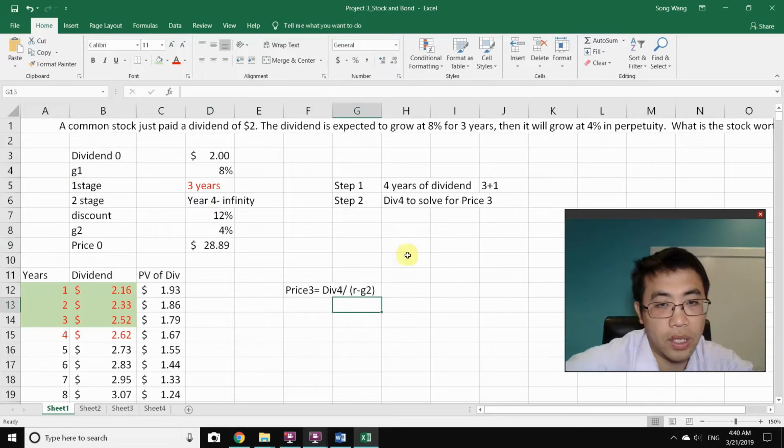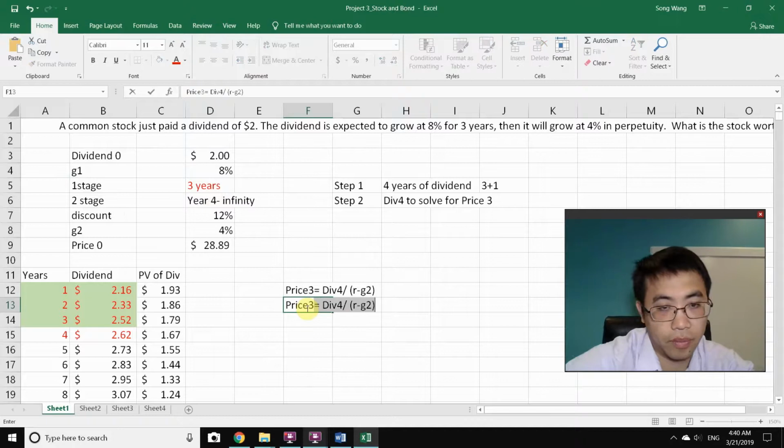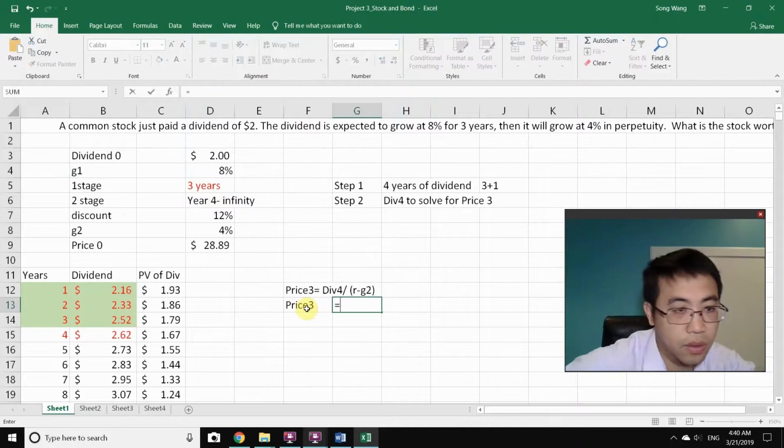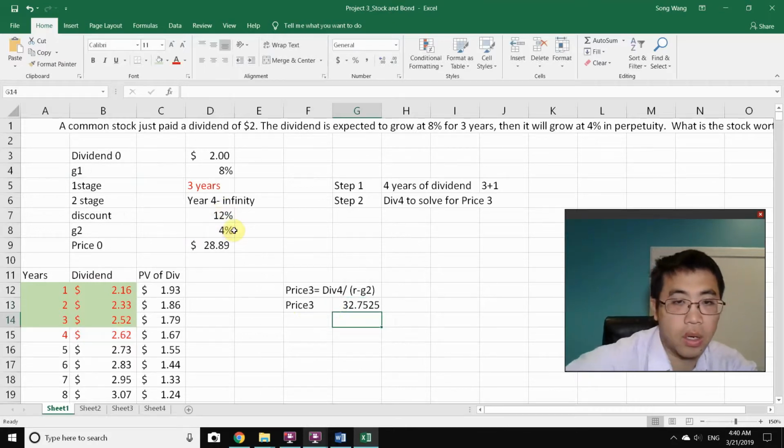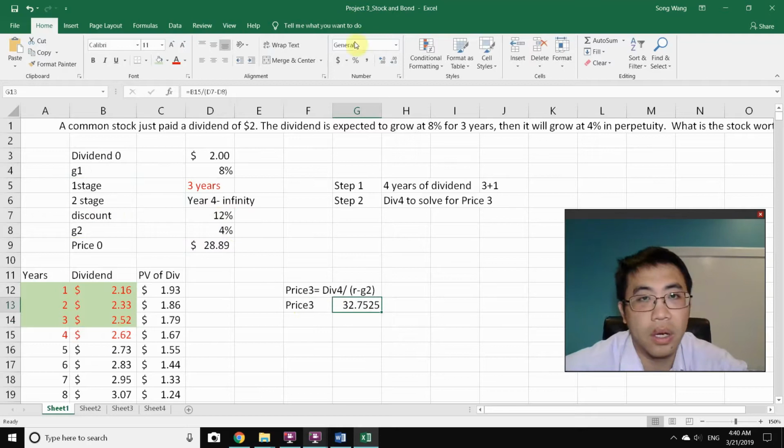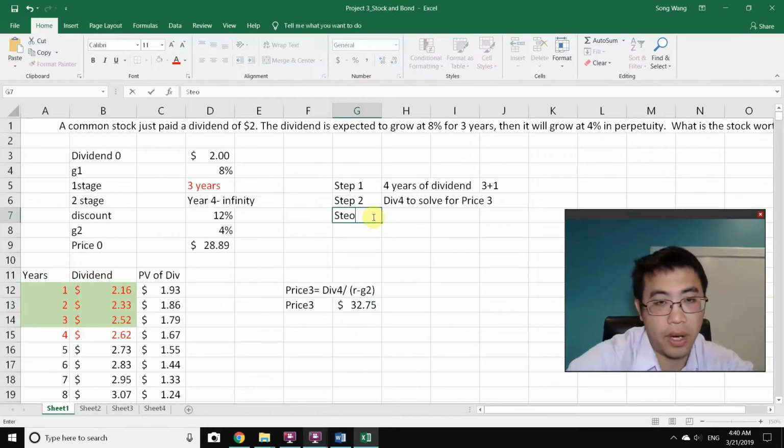So what you do here is price 3 can actually equal the first dividend divided by 12% minus 4%. Okay, so that's $32.75.